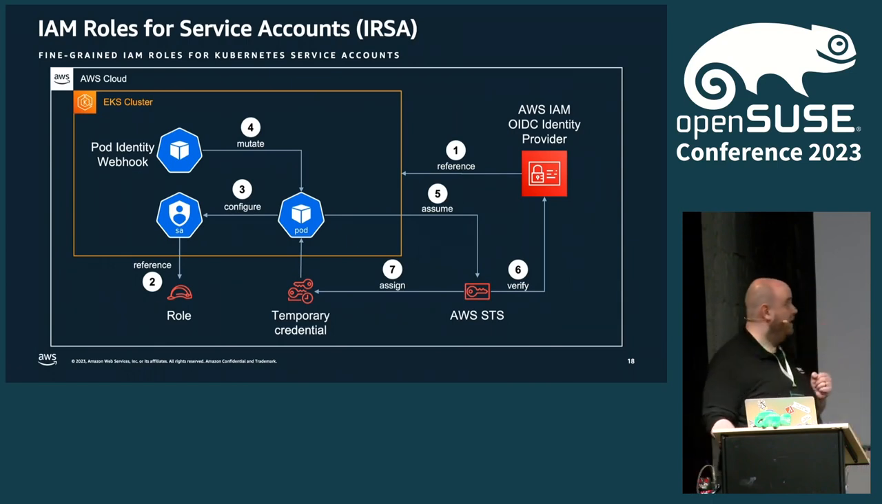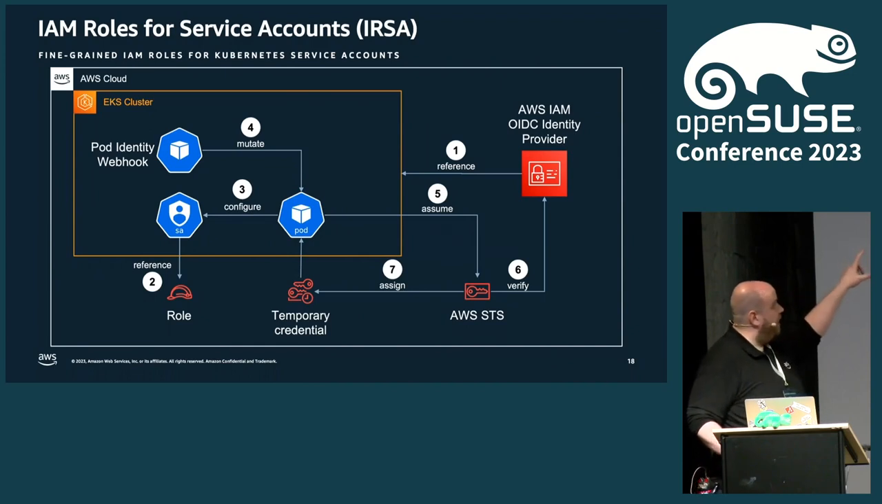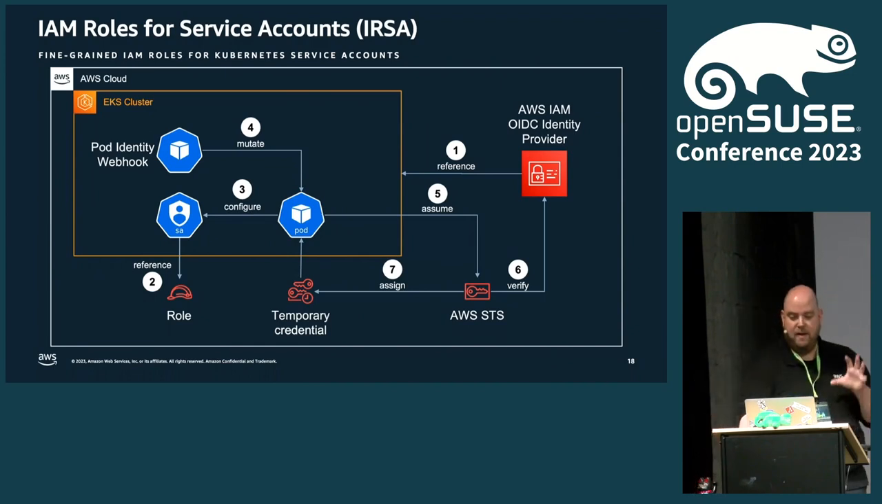The third step is the configuration. So we apply a so-called service account annotation to our Kubernetes resource. And in step four, we have this pod identity webhook. As soon as a pod starts with this annotation, the service account annotation is applied, the webhook will change the configuration of that pod to actually leverage and use IRSA.